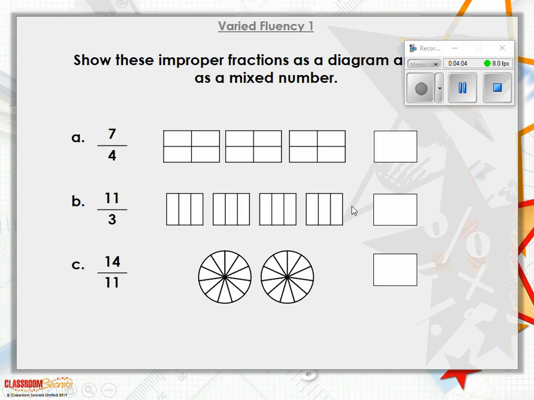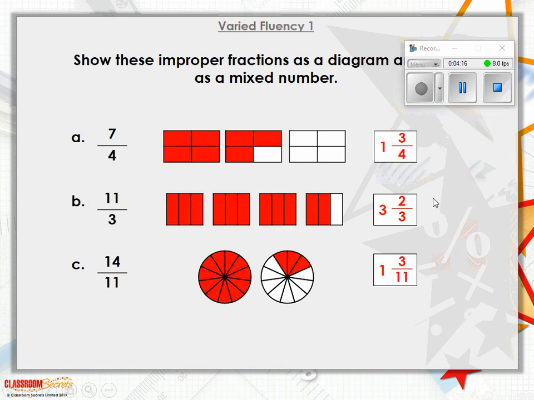Now here, show these improper fractions as a diagram and as a mixed number. So there's your improper fractions here. If we look at the answer, 7/4 is 1. We count quarter parts. We have 7. 1, 2, 3, 4, 5, 6, 7 shaded.